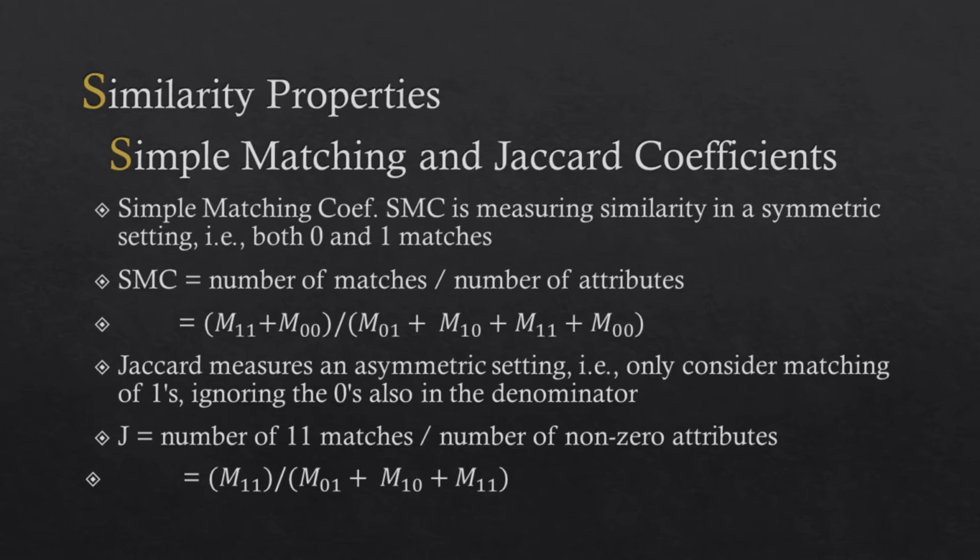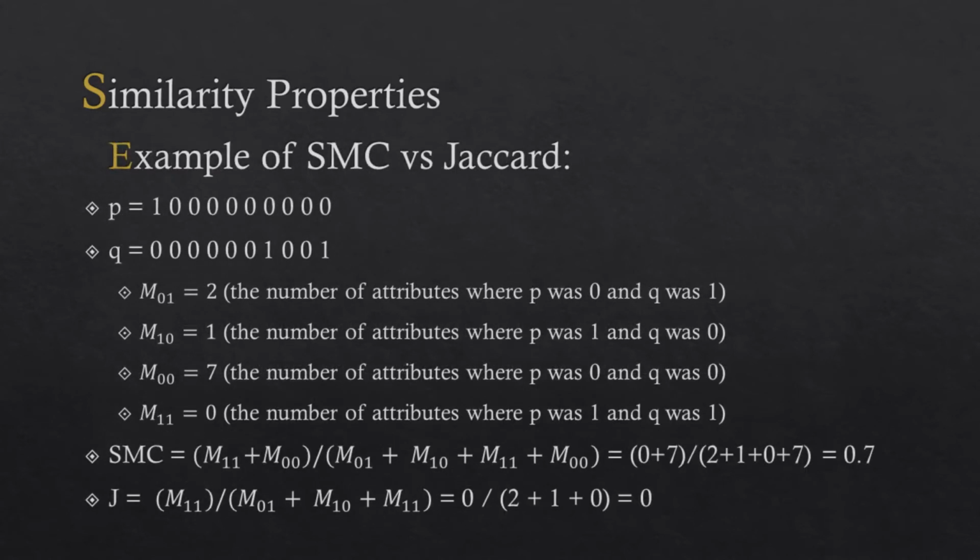So next is Jacquard, which measures an asymmetric setting. Only consider matching of ones, ignoring the zeros also in the denominator. J equal number of 1-1 matches over number of non-zero attributes. So the formula is M11 over M01 plus M10 plus M11.